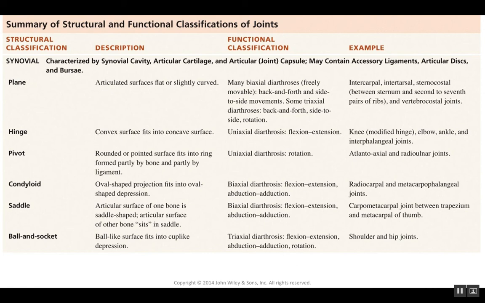Here is another good summary table showing the different categories of joints. This is specific to all the different synovial joints we just went through: plane joints, hinge joints, pivot joints, condyloid, saddle, and ball and socket. It gives a good description, largely the shapes of the bones that come together. It gives the motions that occur at those joints, and then it gives an example or two of each of those synovial joint types.